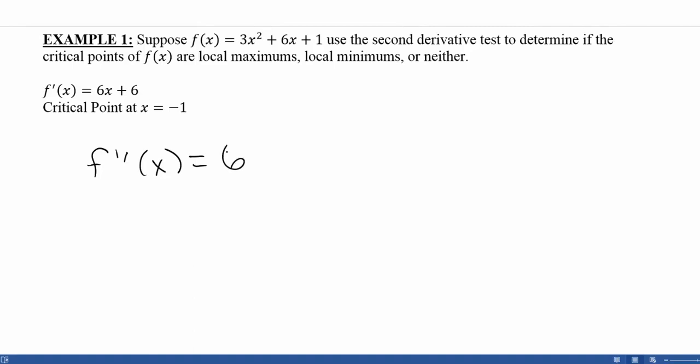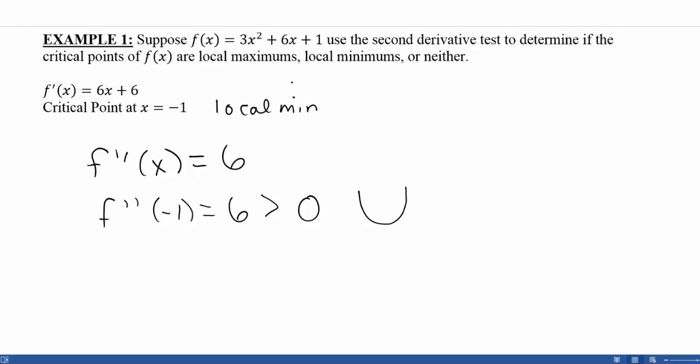Now, it's a little strange because I don't actually have an x to plug negative 1 into. However, the second derivative is going to be 6 for every single point, which means the second derivative at negative 1 is also 6. So I can still use this test. Since 6 is positive, that means that the original function is concave up, which means that x equals negative 1 is going to be a local minimum. And again, I know it's a local minimum because my second derivative is positive at x equals negative 1. Let's try another.